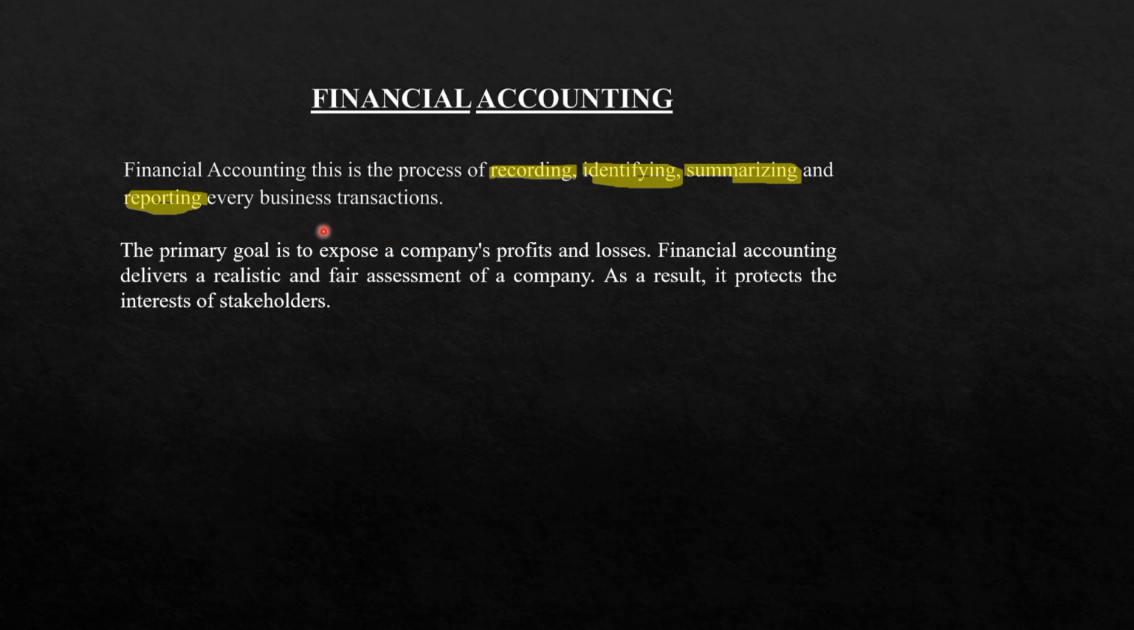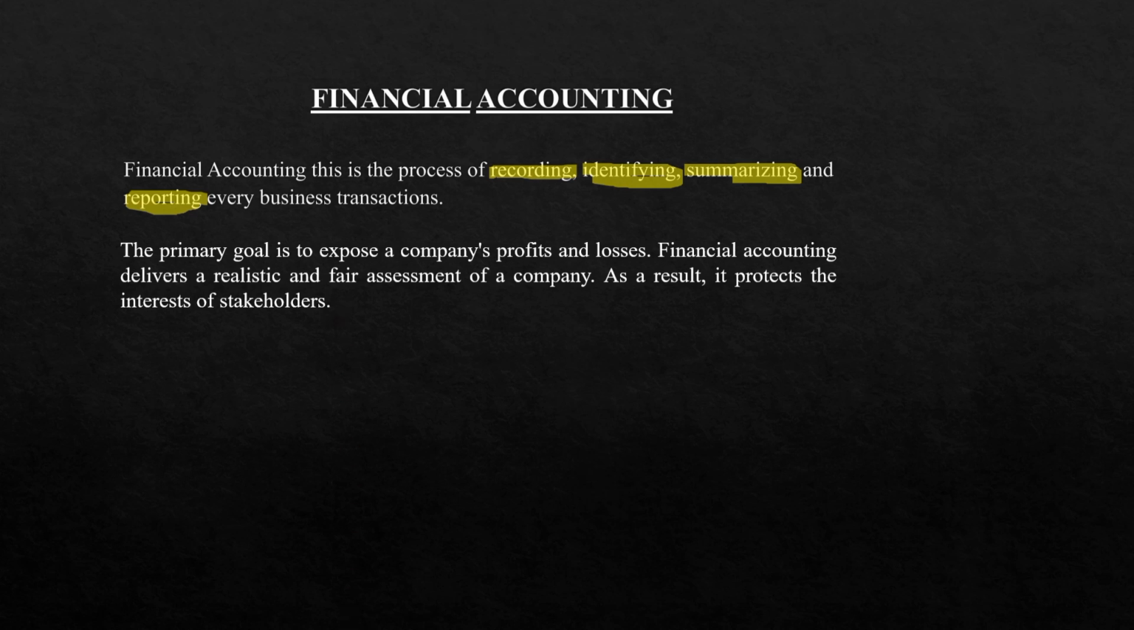So what is the whole essence of doing this? The primary goal is to expose a company's profits and the losses. So financial accounting delivers a realistic and fair assessment of a company. As a result, it protects the interest of stakeholders.